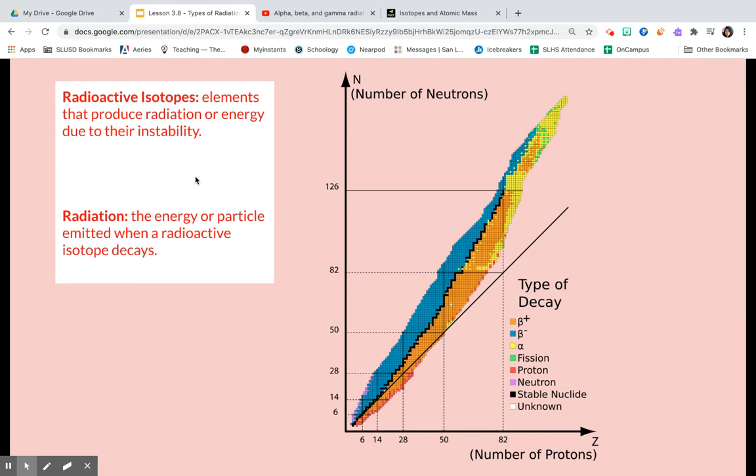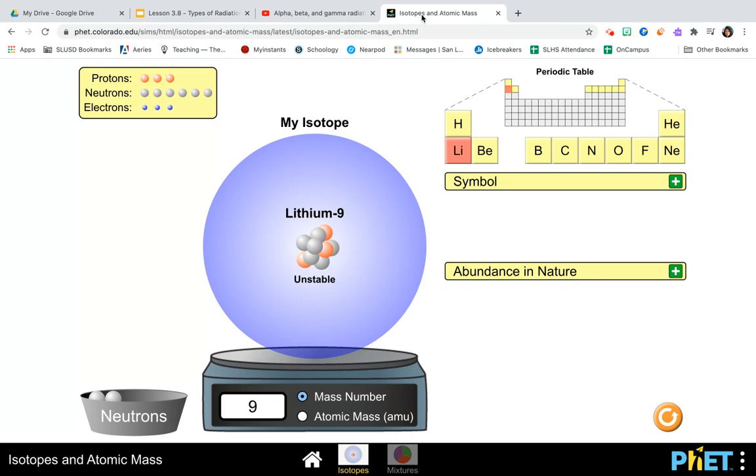So you might wonder what makes certain things radioactive or emit radiation, right? We know that radiation is just energy or particles being emitted when a radioactive isotope decays, right? And radioactive isotopes are elements that produce radiation or energy due to their instability. So let's talk about this definition first.